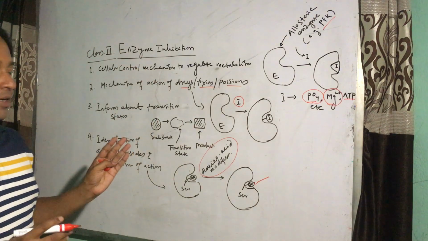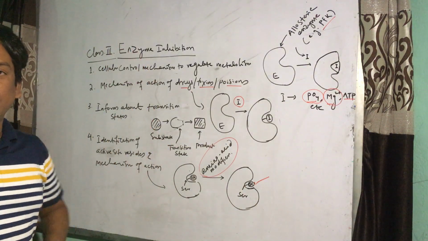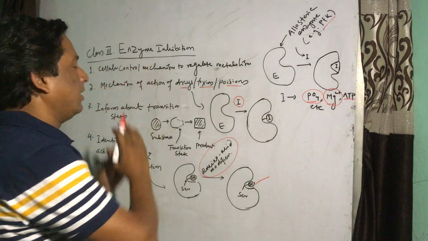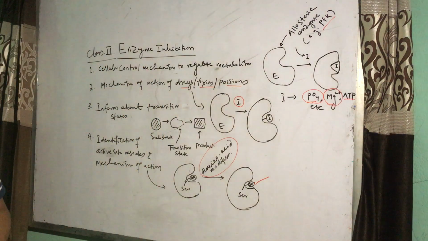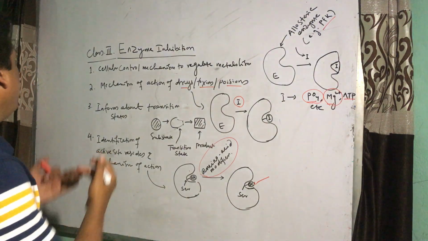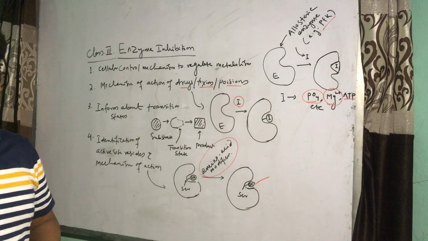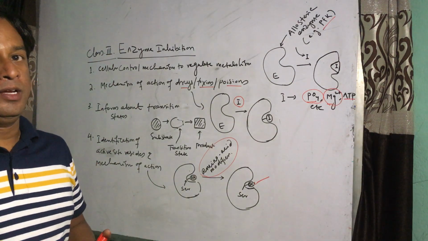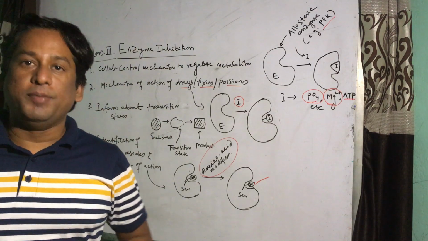So these are some of the important information that the inhibitors provide about the enzymes. In the subsequent videos, we will be studying about different types of inhibitions and what happens to the enzyme kinetics during these inhibitory processes.